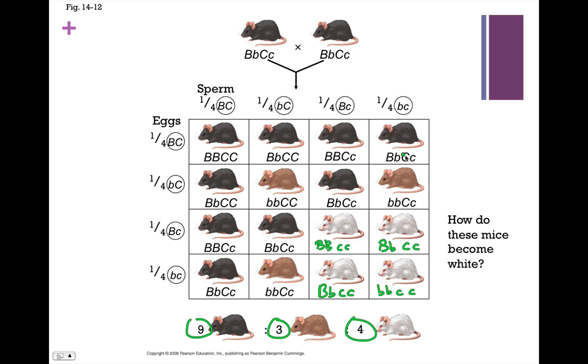In each of the mice that have a brown or black coat, here you can see big C's in each one. Big C's. And that codes for color expression. But if something gets a double dose of the recessive genotype, lowercase c, it's going to code for no pigment added to the hair. So what we get is four albino mice out of this typical dihybrid cross. So instead of 9:3:3:1, we get 9:3:4.